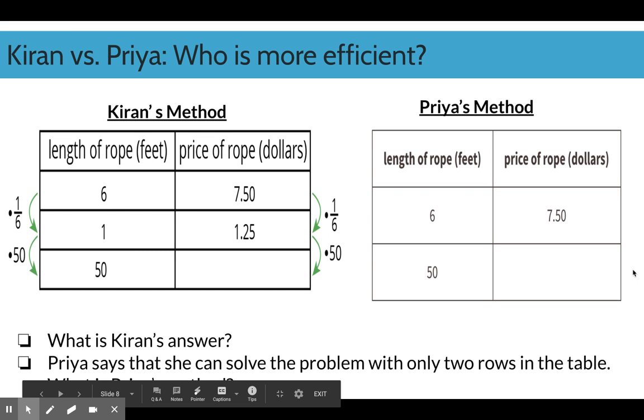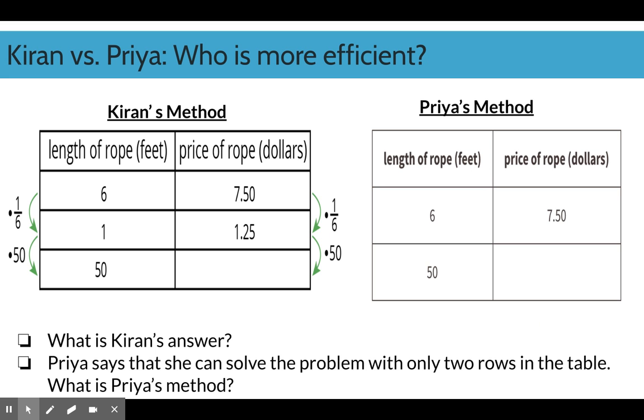The next part of this student companion says Kieran versus Priya. We want to know who is more efficient. Based off of these methods, what would Kieran's answer be? It looks like to go from 1 to 50, Kieran is going to multiply by 50, which gives us $1.25 times 50. So let's take some time in your student companion to work out what Kieran's answer would be.